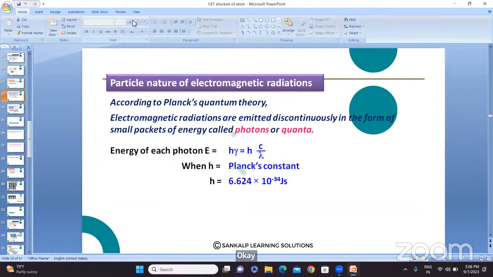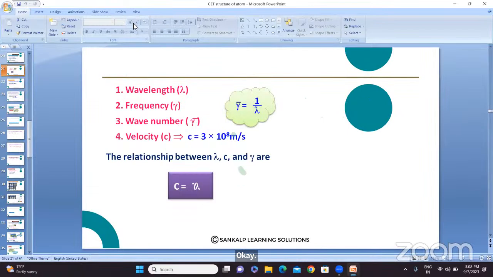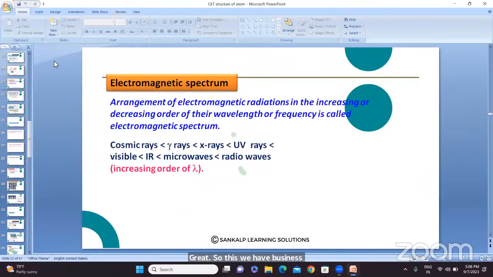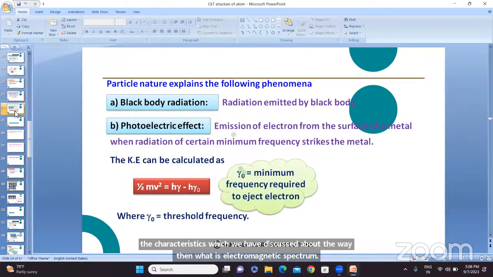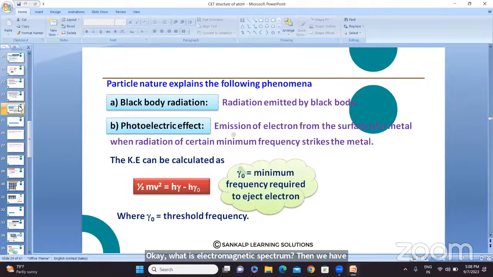Then we have seen the characteristics of a wave: wavelength, frequency, wave number, right? We also discussed velocity. These are the characteristics we discussed about the wave. Then what is the electromagnetic spectrum? Then we discussed the particle nature of electromagnetic radiation.